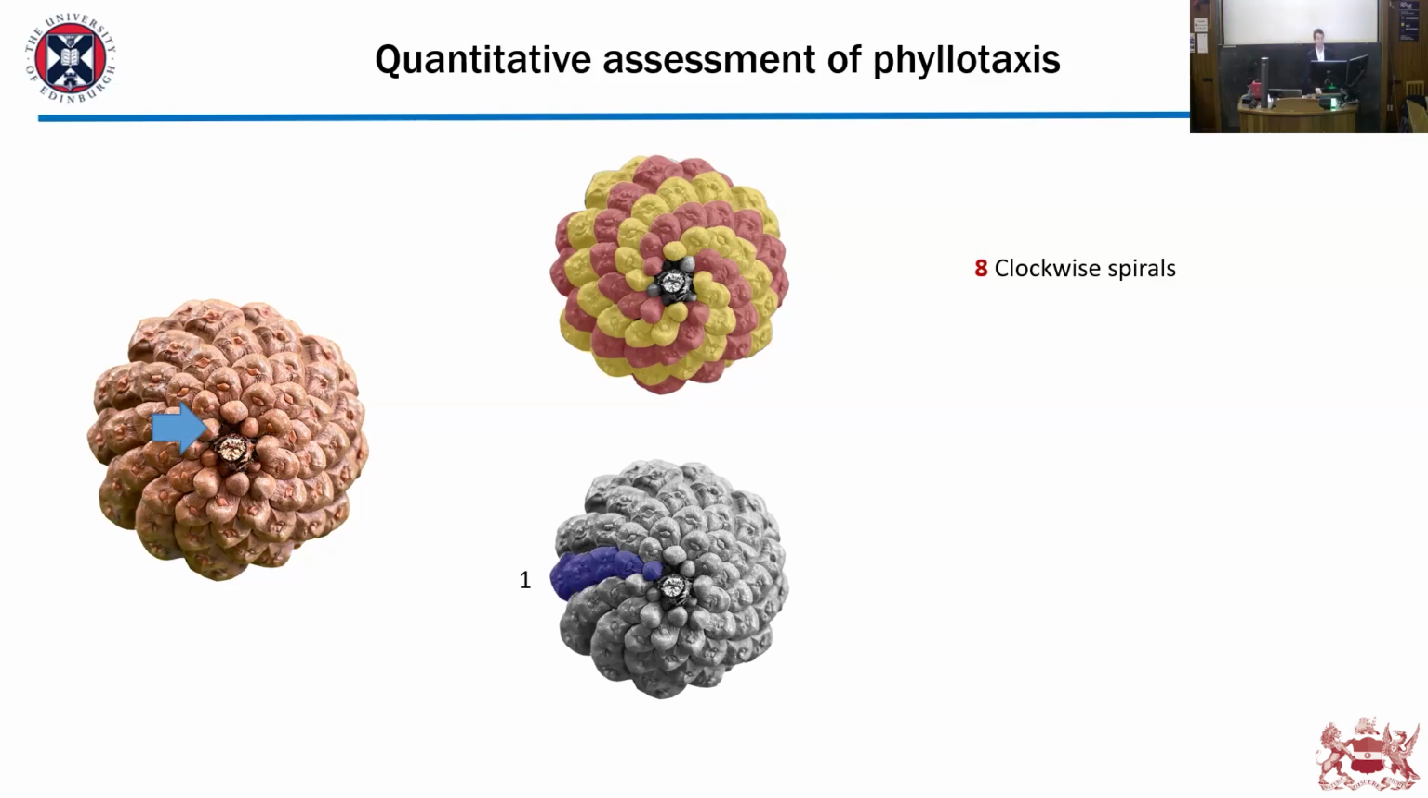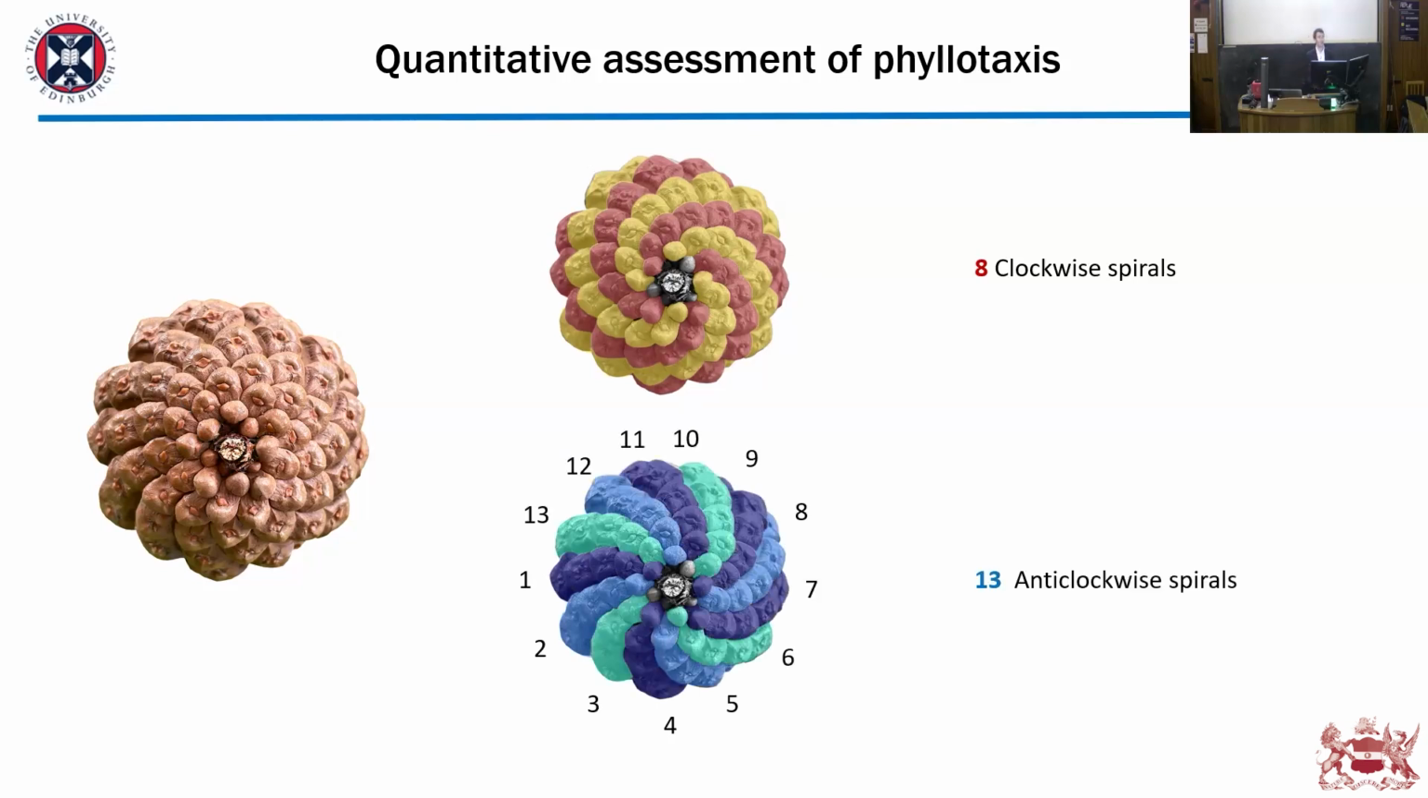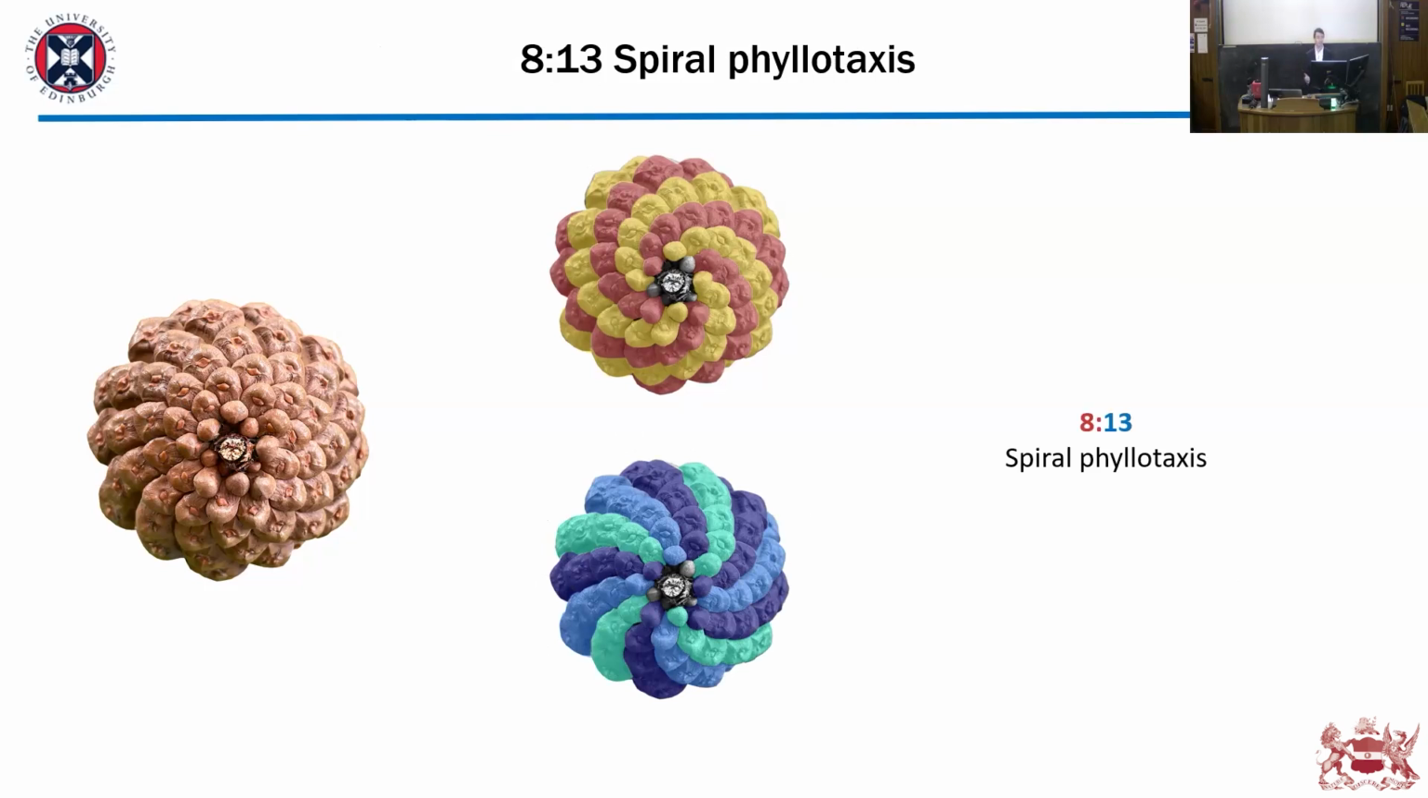And then we can progress that further from 1 to then watch these spirals in the blue colors around the outside. And you can see there's many more than there were clockwise, and in total there are 13 of them. So because of this, we term this an 8-13 spiral phyllotaxy.